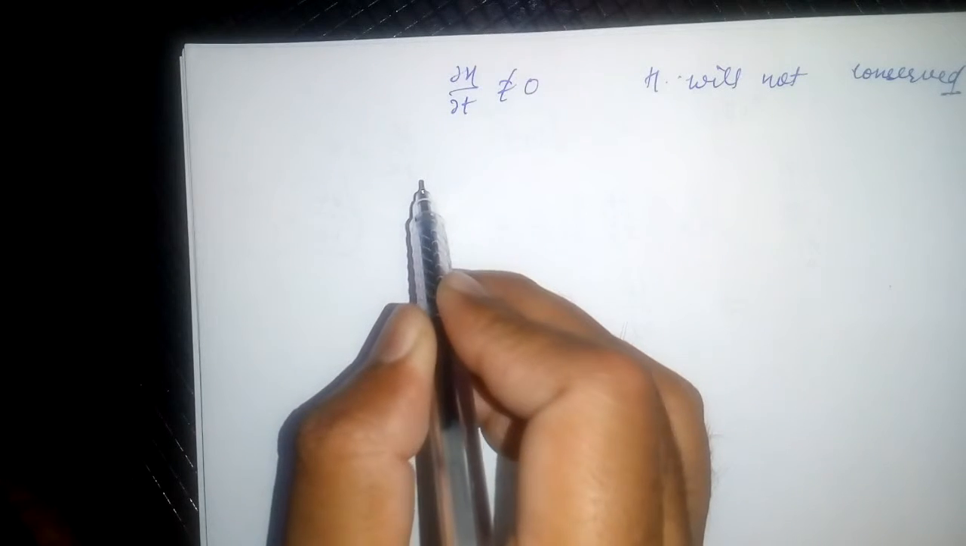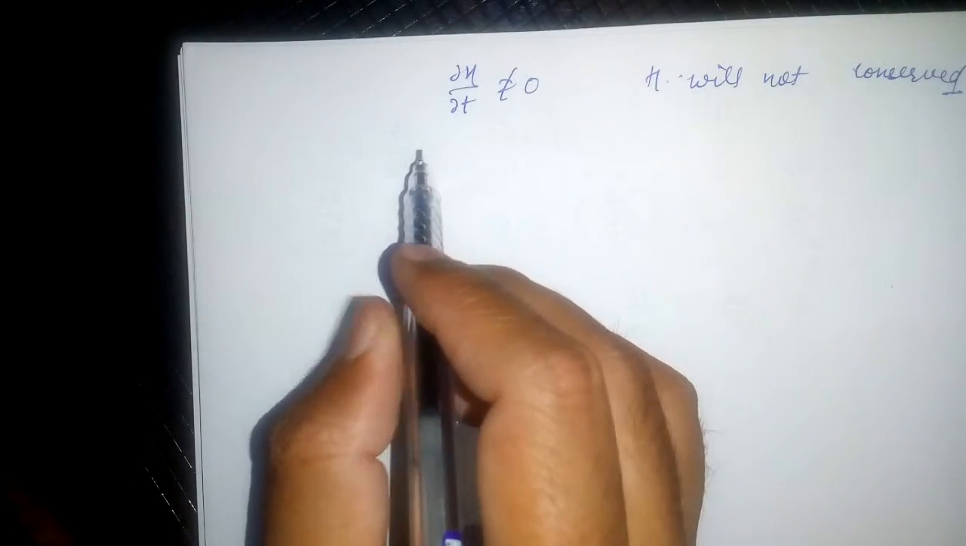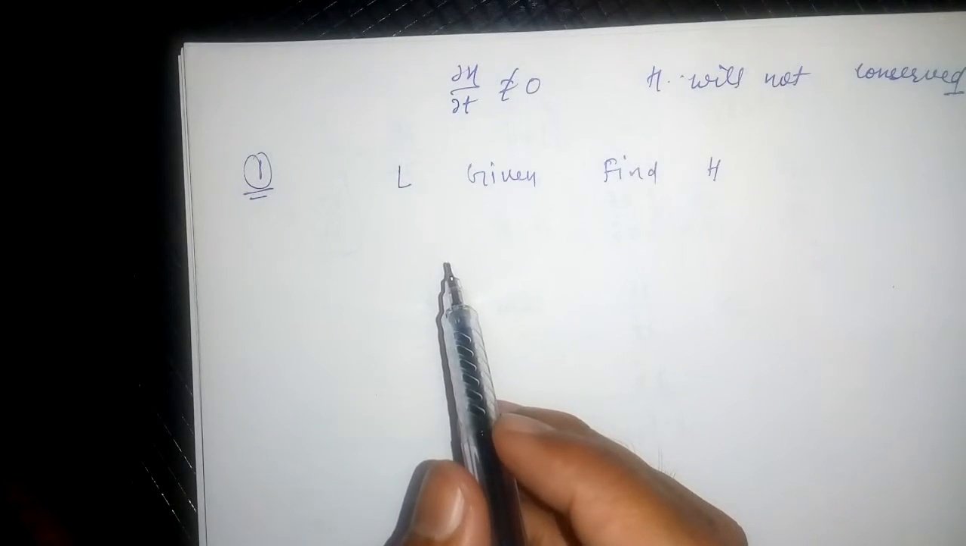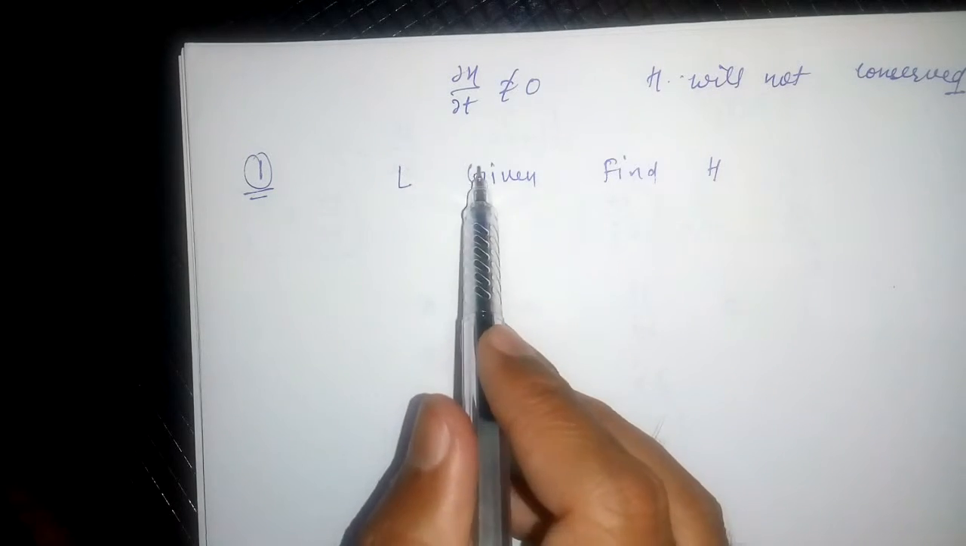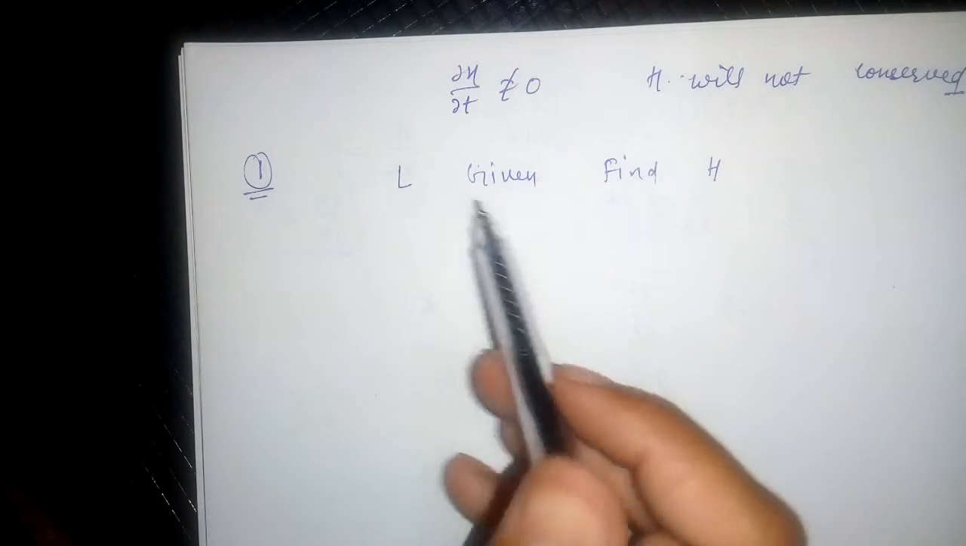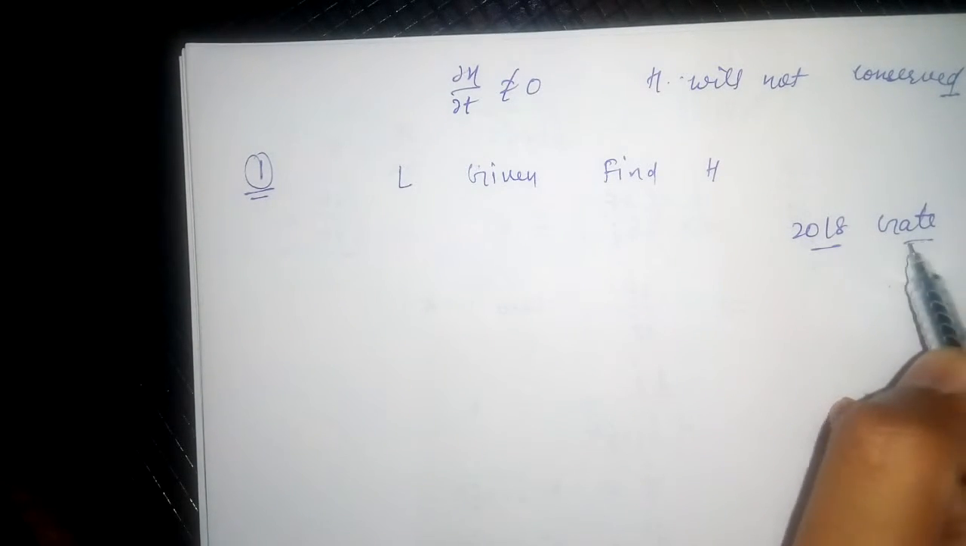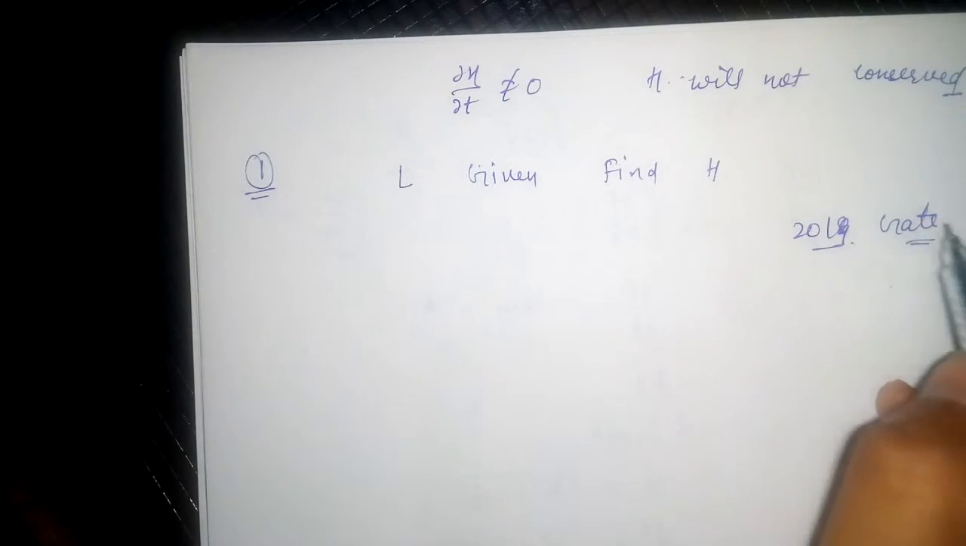Now I should discuss how to convert the Lagrangian into the Hamiltonian, or the Hamiltonian into the Lagrangian. First, I am discussing the topic where the Lagrangian is given and we find the Hamiltonian. This is the most important question. It will always come in the NET exams or GATE exams. In 2018 it came in the GATE exam, and 2019 also.